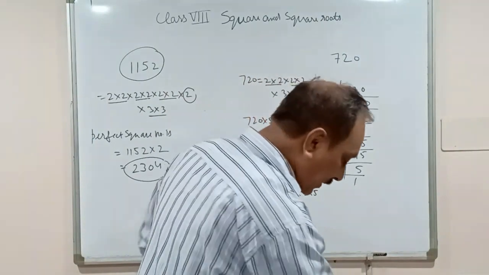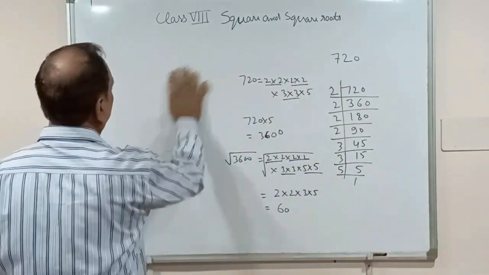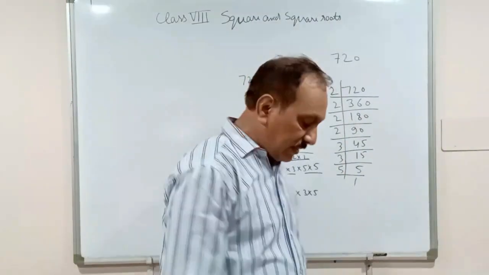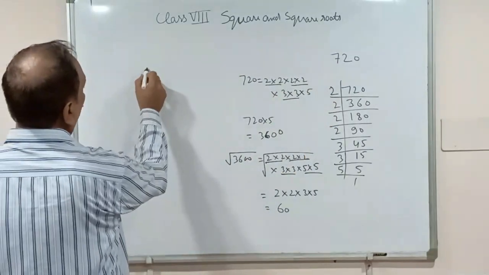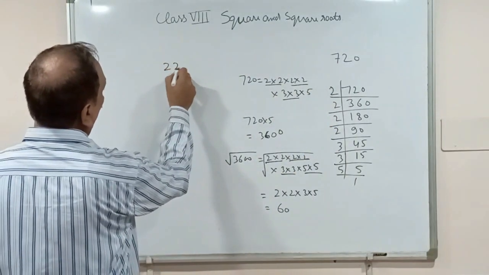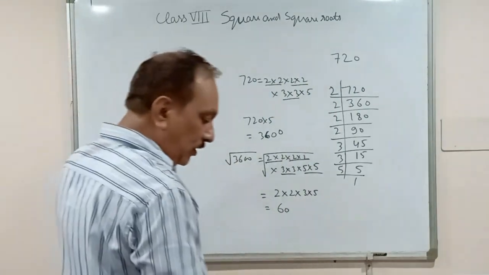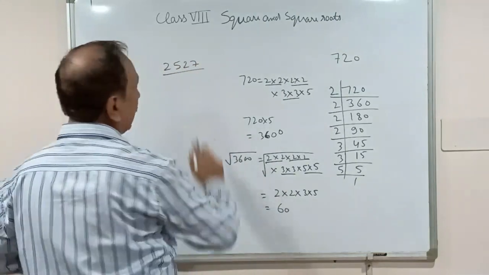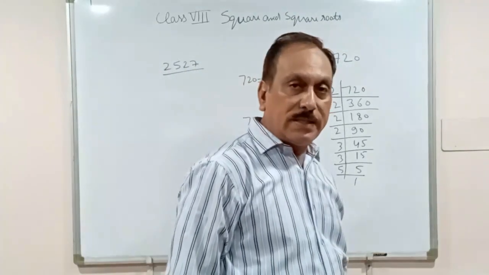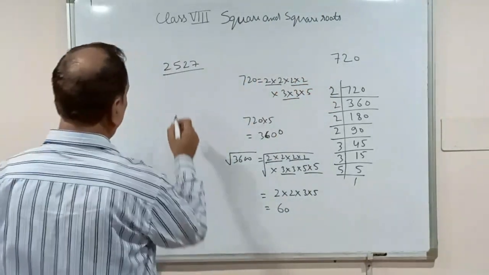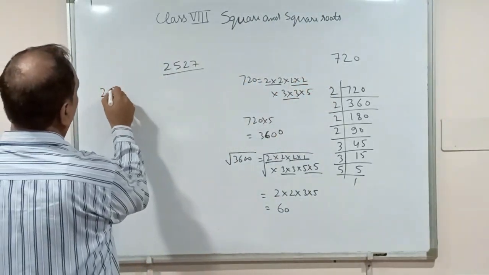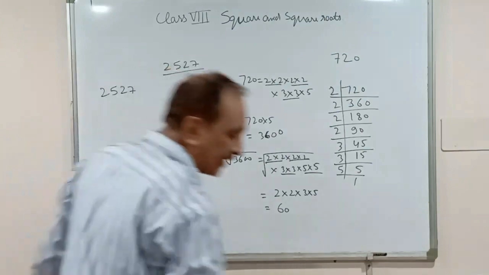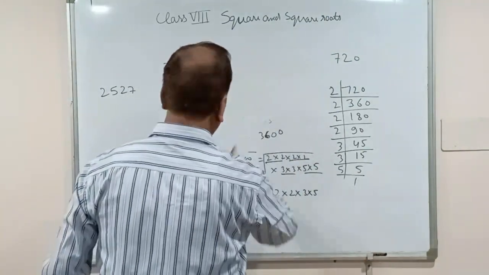Next question is the same: find the smallest natural number. This is 2527. You can check whether this is a perfect square or not. You can factorize it. 2527. इसके फैक्टर्स करना है जैसा आप देख रहे हैं.